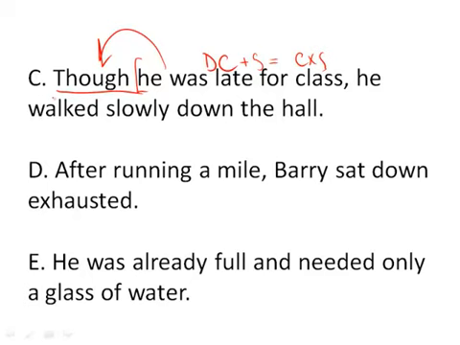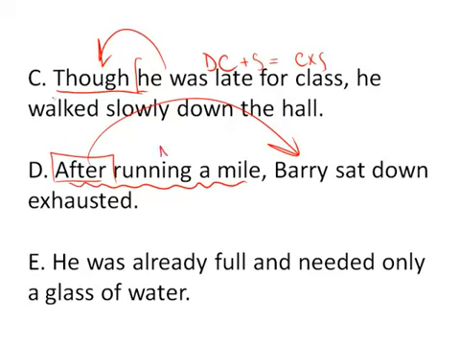Let's look at D. After running a mile, Barry sat down exhausted. Another example. After. Point in time. After this happened, Barry sat down. Barry sat down exhausted is a sentence. Of course, after running a mile is not a sentence. And we have here, again, this word after. That shows us that we are now dealing with a complex sentence because we've taken a dependent clause, or we've taken a not sentence, and we've added it to a sentence.